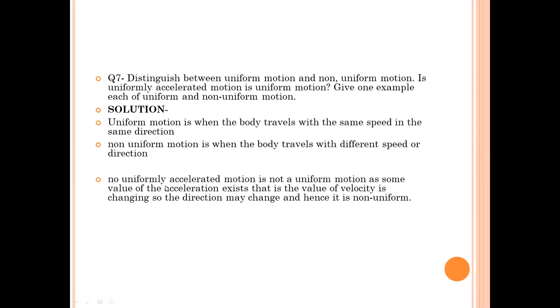No, uniformly accelerated motion is not uniform motion. क्यों? As some value of the acceleration exists, that is the value of velocity is changing, so the direction may change and hence it is non-uniform.